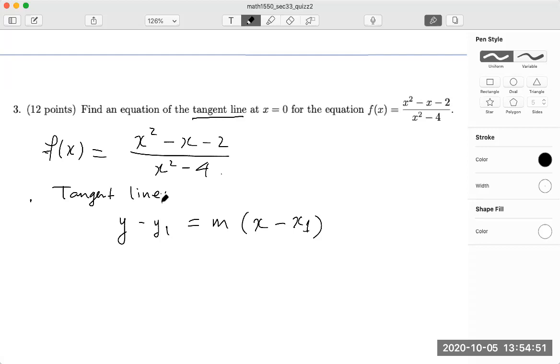Very good. So, in this case, what is m? The slope, right? In this specific case, what is it?